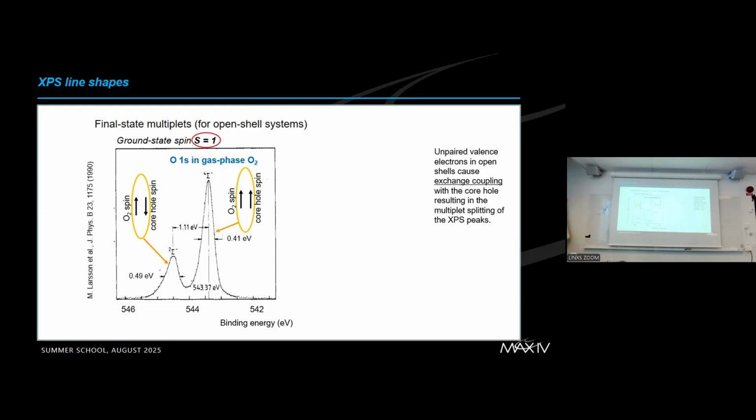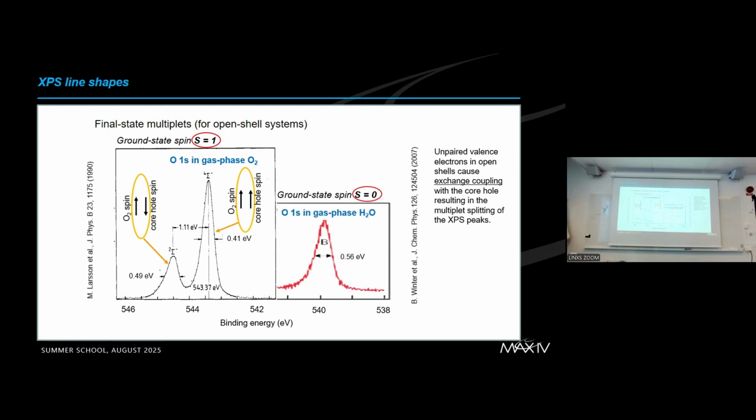So if we now take, instead of the oxygen molecule, a water molecule. It also has an oxygen atom, and we will record the spectrum from the water molecule. Will it have two peaks?